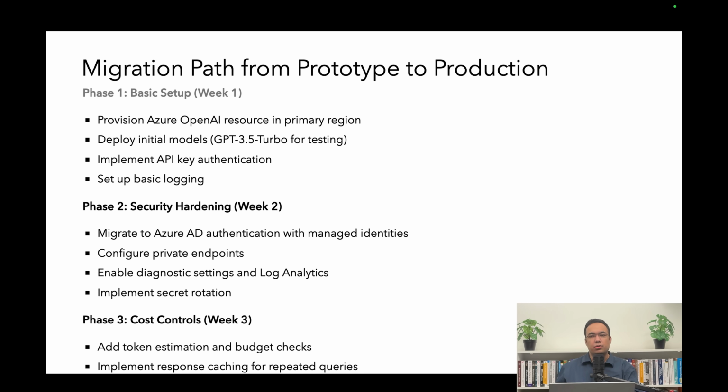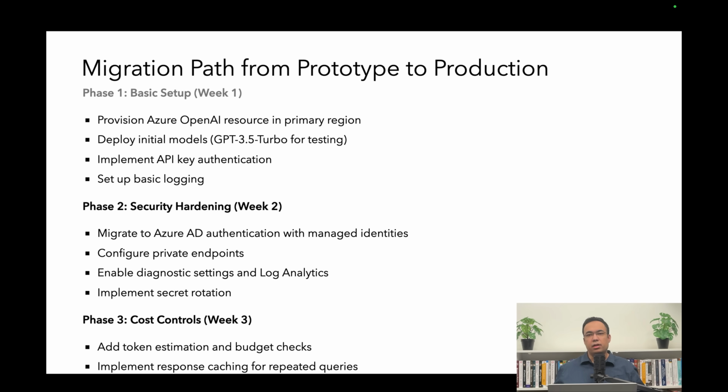So now let me walk you through a practical migration path from a prototype to production over 5 phases. Phase 1 is basic setup in week 1. You provision your Azure OpenAI resource in your primary region. You deploy initial models starting with, let's say, GPT 3.5 Turbo for testing. You implement API key authentication, which is fine for initial testing. You set up basic logging to understand your usage patterns.